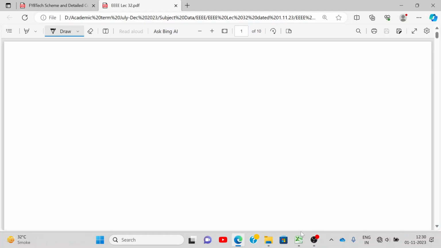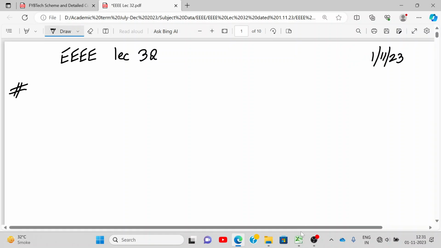So let's start with EEEE lecture number 32. Today we are going to start with the application of diode, and one of the applications of diode is its use as a rectifier. So diode application, which is rectifier. We'll also see where the rectifier is useful.